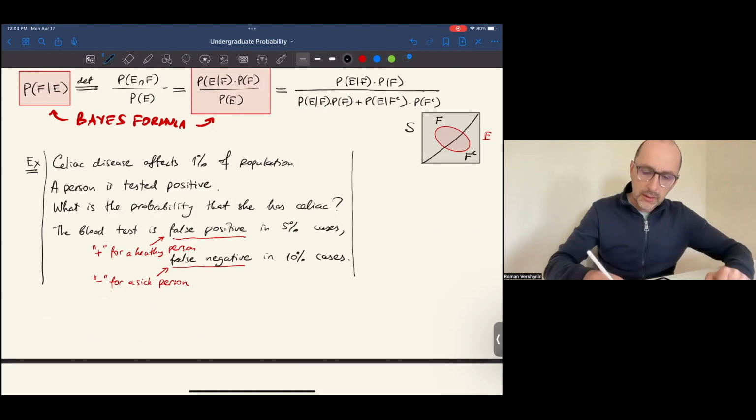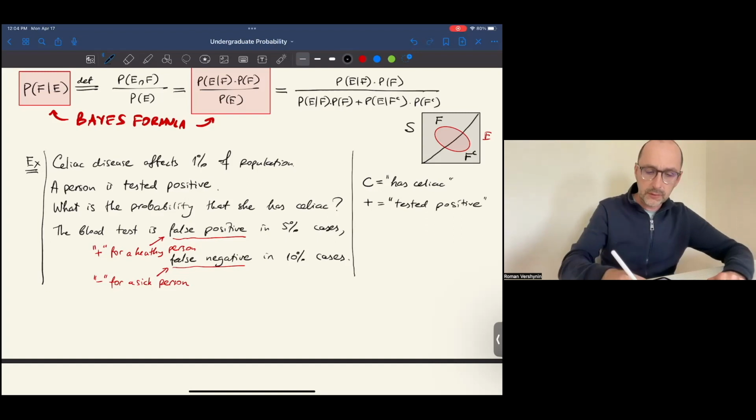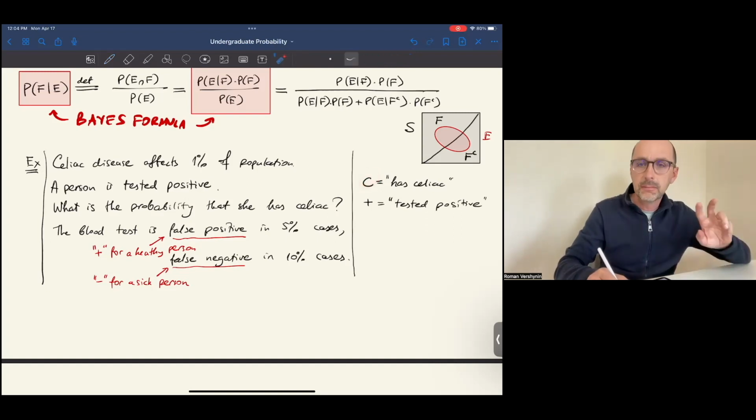This problem is about the event that a randomly chosen person has celiac, and also about the event that the randomly chosen person is tested positive. Let's denote these events by C and plus.